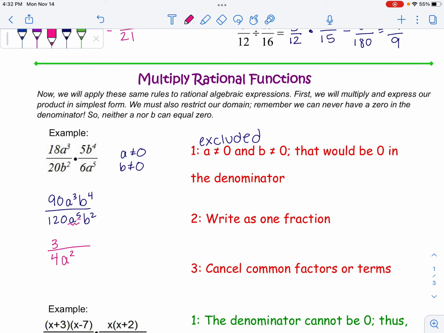Now let's see the same thing with the B's. I have B to the 4th over B squared. B to the 4th is larger and it's in the numerator. So I know that B, whatever it simplifies to, will also go in the numerator. Well, 4 minus 2 is 2, and so we get B squared. All right, so we've done part 3, which is to cancel the common factors. Here is our simplified answer.